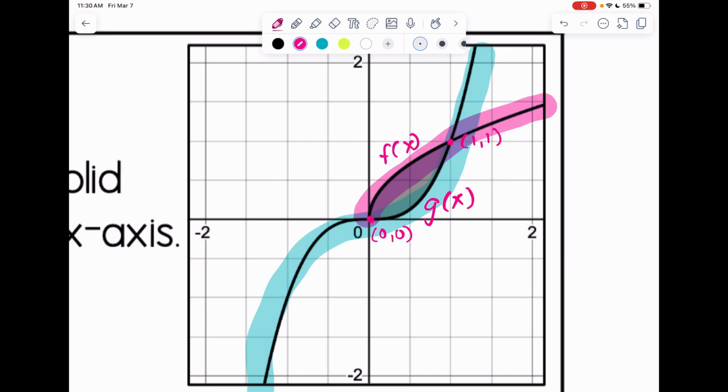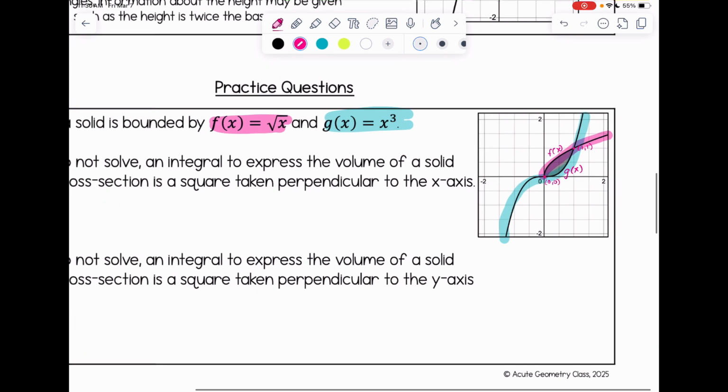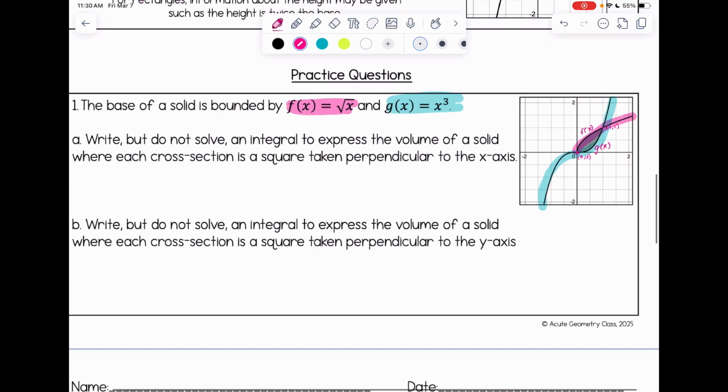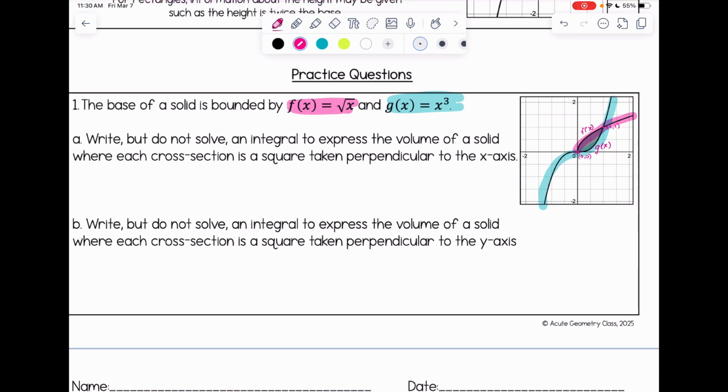All right, now I'm going to set up my integral that expresses the volume of the solid where each cross-section is a square and is taken perpendicular to the x-axis. So our volume is equal to the integral, and the bounds are going to be 0 and 1. Those are the x values that are the boundaries of that shaded region. F of x, our upper function, is radical x. The lower function is x cubed, squared, dx.